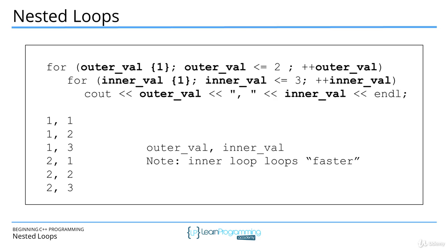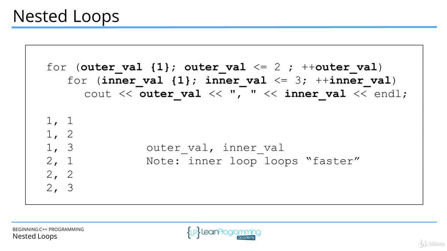Here's a pretty generic example of a nested loop. In this case, we have a for loop with another for loop within it. The outer loop is incrementing outer val from 1 to 2 by 1. The inner loop is incrementing inner val from 1 to 3 by 1.